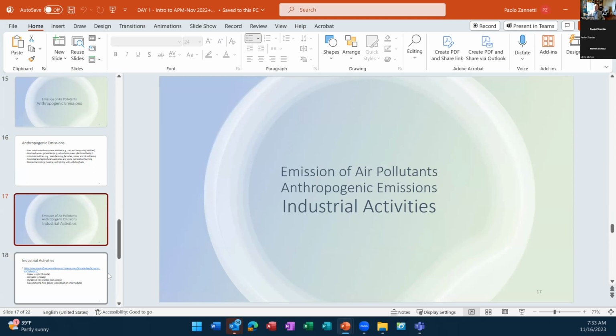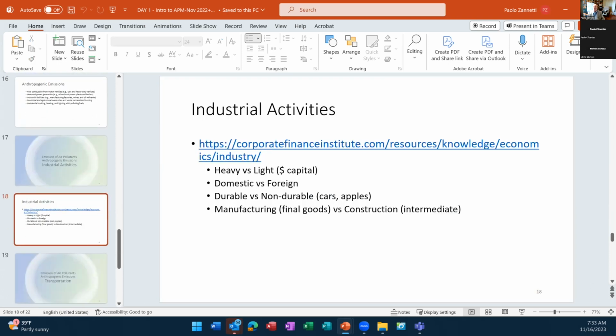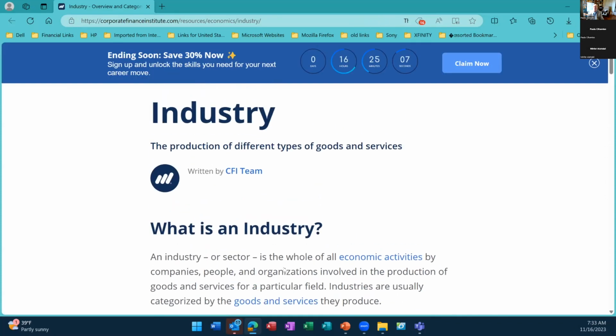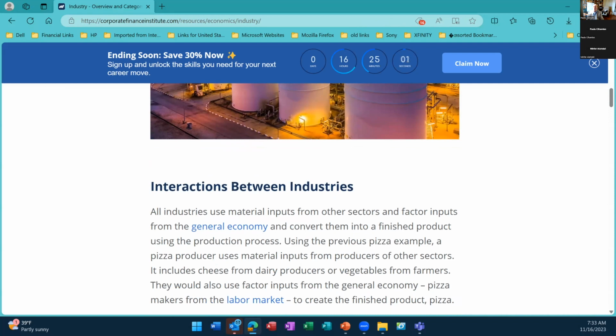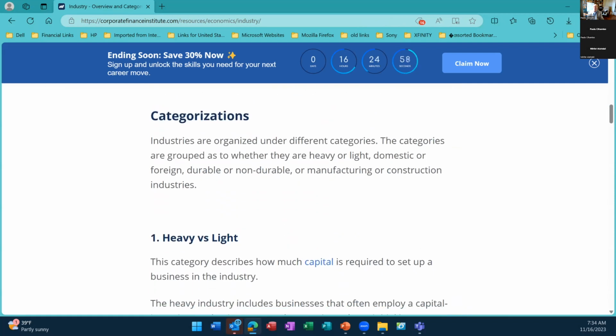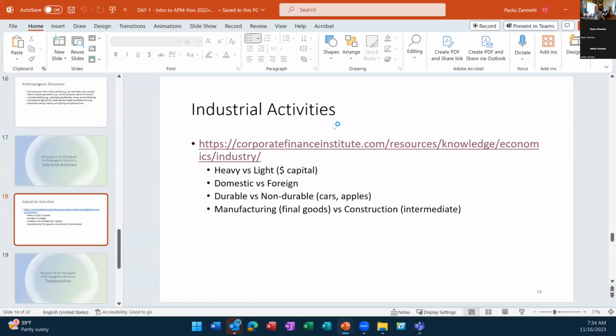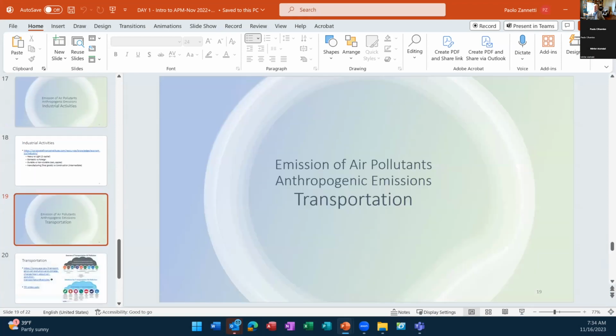Some more discussion about emissions, industrial activities. I have a pointer here that you can examine if you're interested. What is an industry? From small to big, how do they interact? How can they be categorized, heavy, light, domestic, foreign? You have all sorts of important definitions. Transportation, that's really the key.